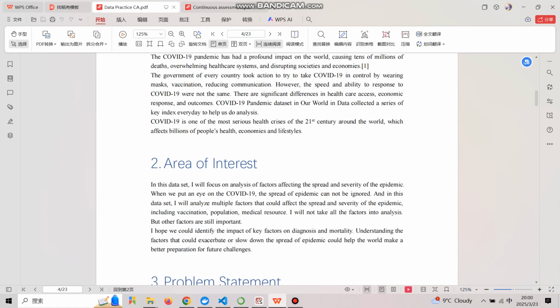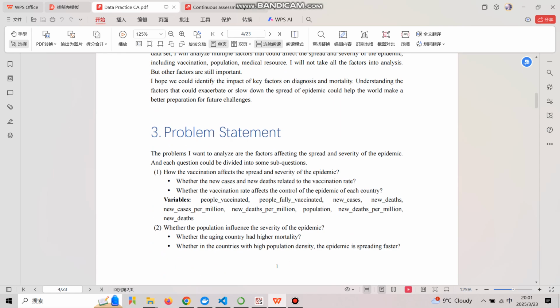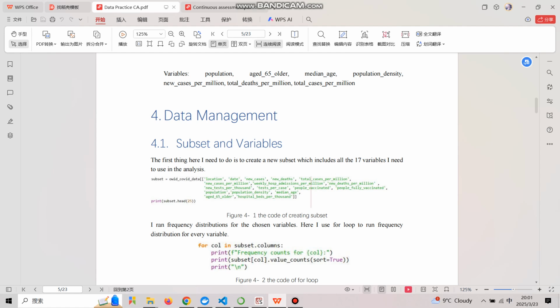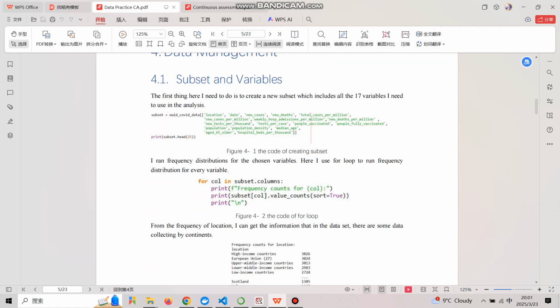First, turning to the problem statement, I chose to analyze the factors that affect the spread and the severity of the epidemic. So I chose two factors: the vaccination and the population. That shows the impact on the epidemic.